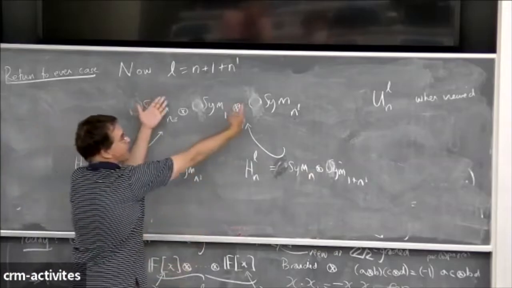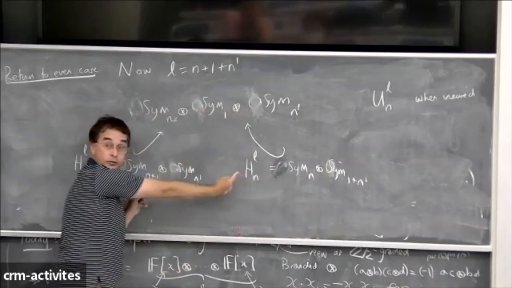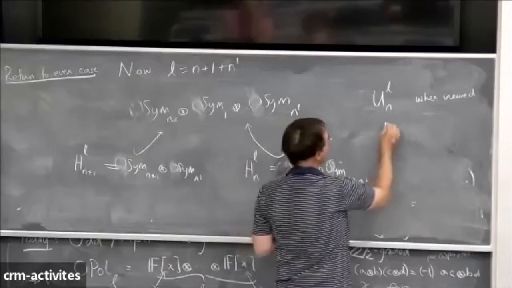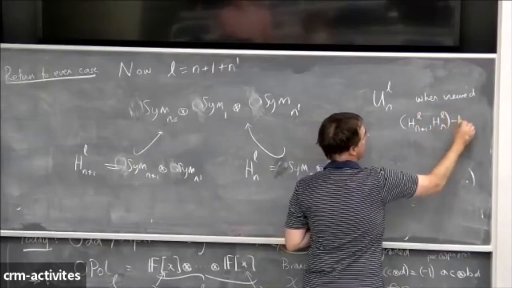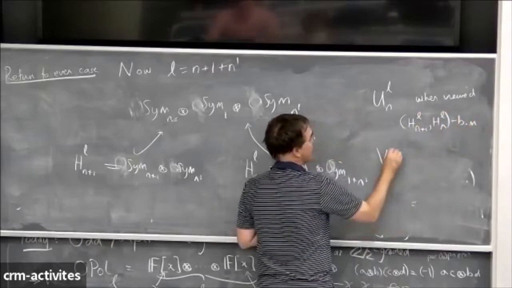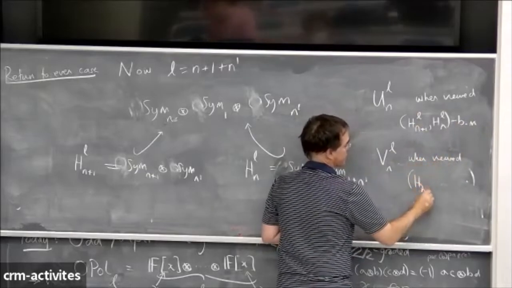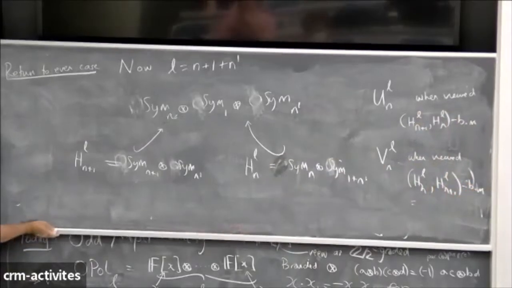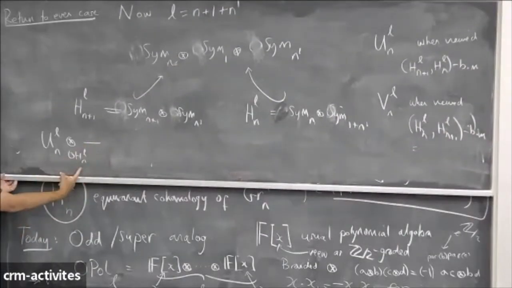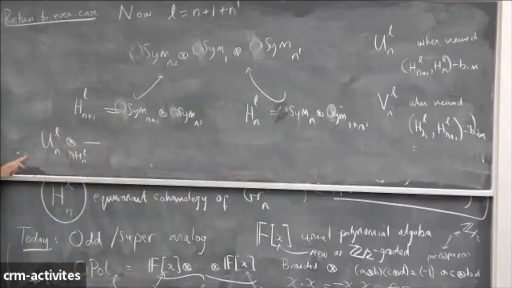And since both of these are subalgebras, I can view this big commutative algebra as a bimodule over these subalgebras. And I'm going to call it U_n^L when viewed as an H_{n+1}-H_n bimodule. And I'm going to call it V_n^L when it's viewed the other way. Everything's commutative, so it really doesn't matter, but I find it helpful to distinguish. This is a right module over H_n and a left module over H_{n+1}. I'm still writing O, aren't I? So that's habit for you.